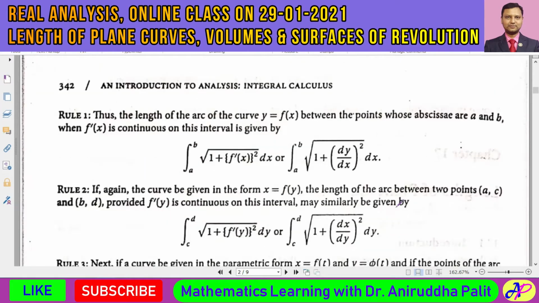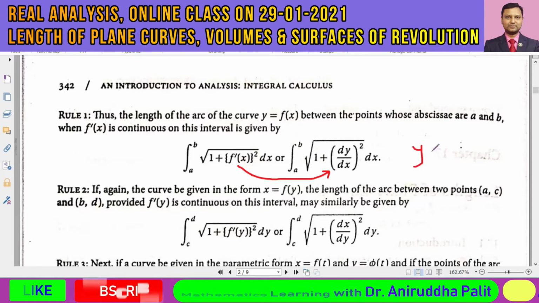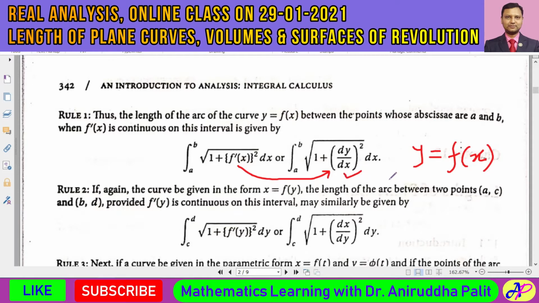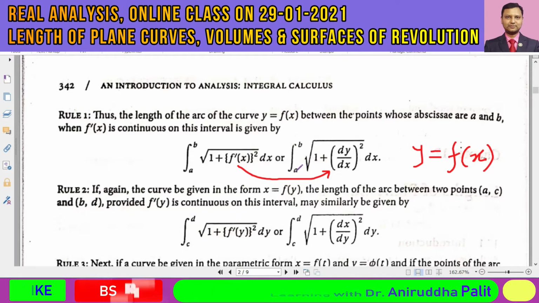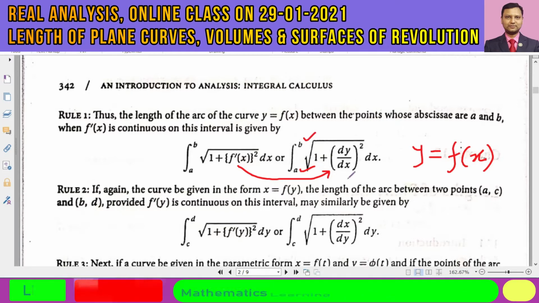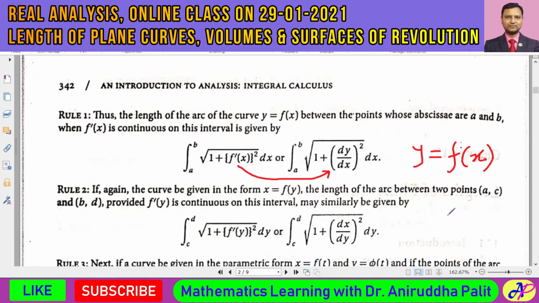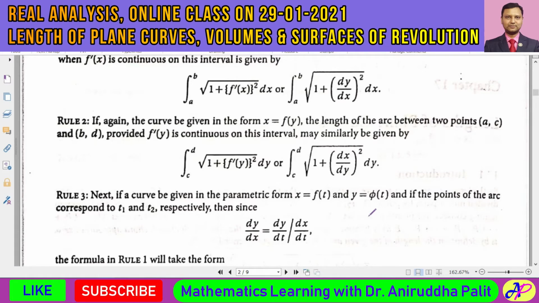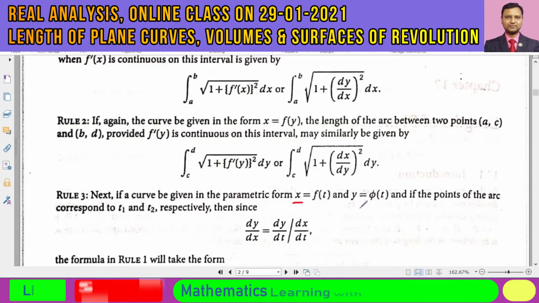Or it can also be written in this fashion. If y is taken as equal to f of x, then this f dash x is actually dy dx. Therefore, f dash x will be represented in terms of dy dx. So we can represent this integral as the integral from a to b of the square root of 1 plus dy dx whole square.